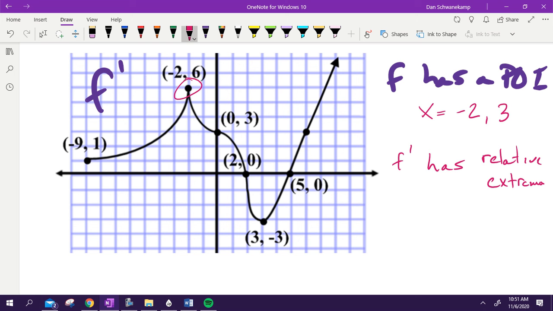No, points of inflection never happen on endpoints. Points of inflection are always in between, because it has to be where it changes signs, and it's not going to change signs at an endpoint.